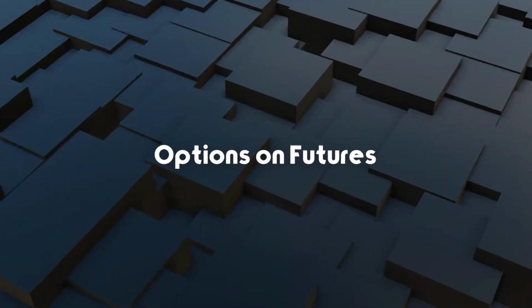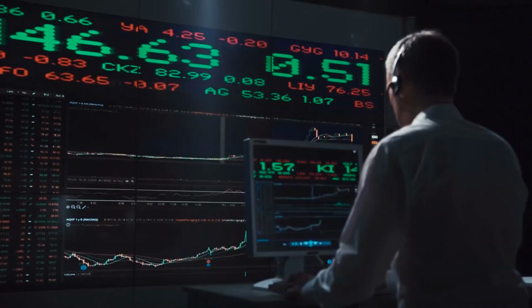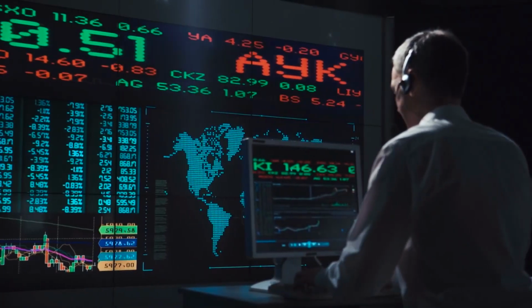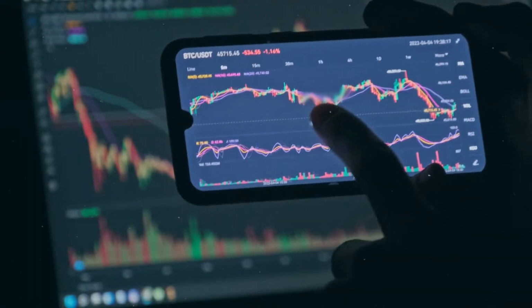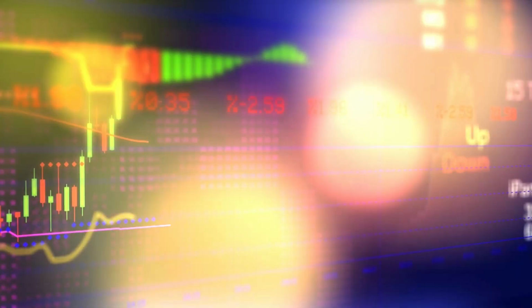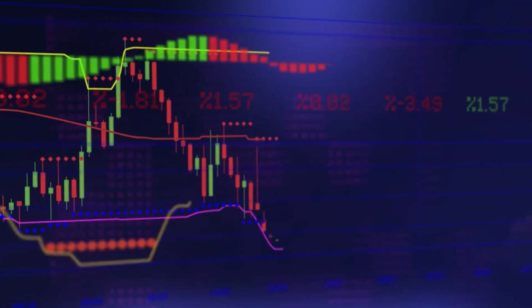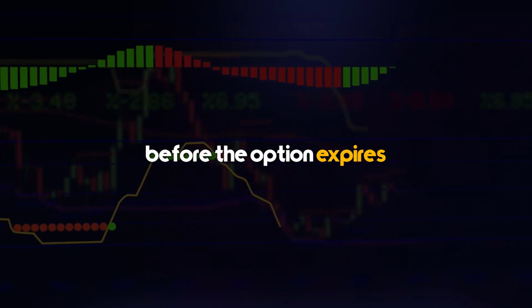Section 2. Options on futures. Options on futures are another key financial instrument in commodity trading. These grant the holder the option to purchase or sell a futures contract for a specific sum, but not the responsibility to do so before the option expires.